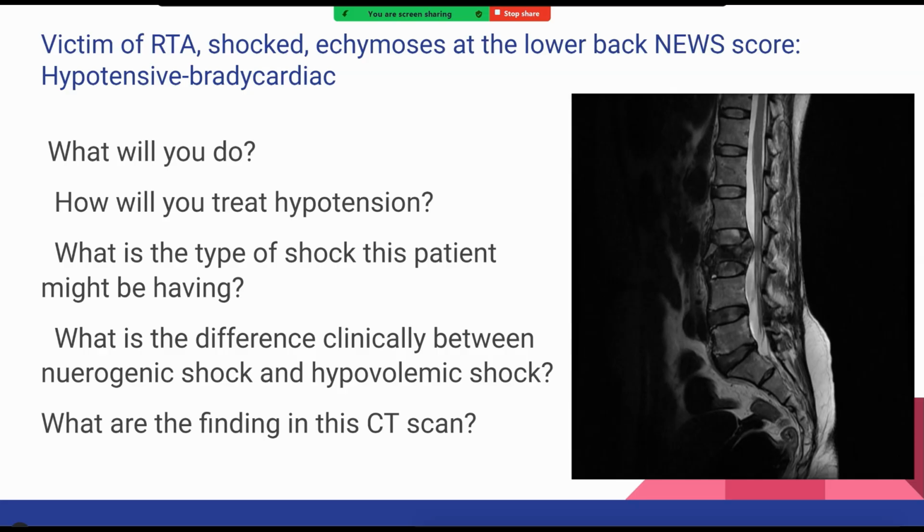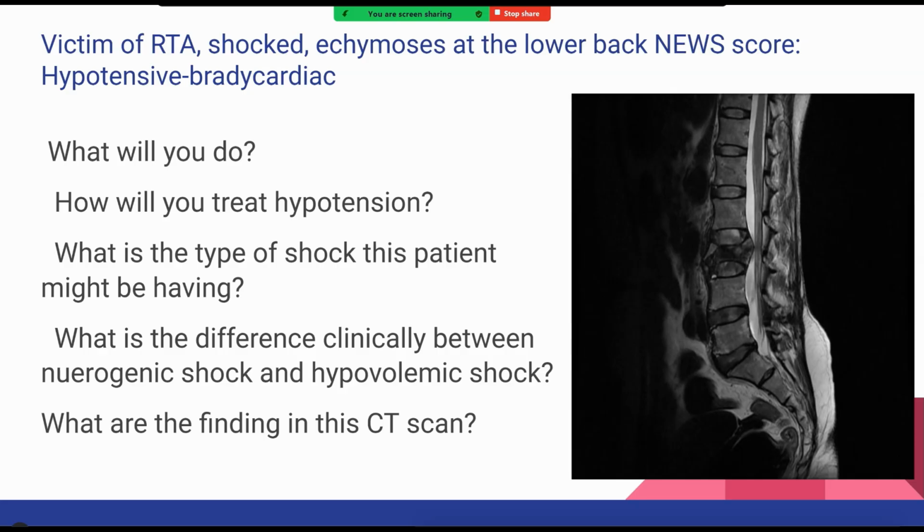So what type of shock has developed in this patient? In this patient, it will be spinal shock, spinal or neurogenic shock, neurogenic shock. Okay, so can you differentiate between the neurogenic and the hypovolemic shock?